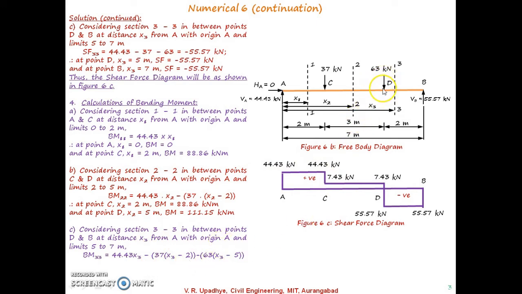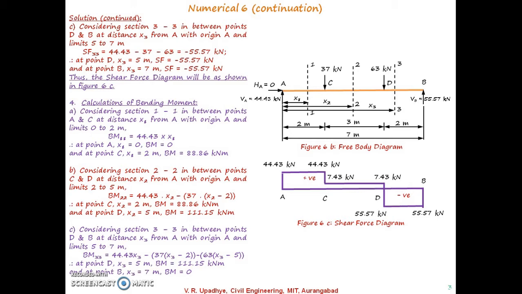And the moment due to the 63 kilonewton point load will be the force 63 kilonewton times the distance between point D and section 3-3. That will be x3 minus the distance between A and D, that is 5 meter, so it becomes x3 minus 5. With this, if we put the limits, at D, x3 is 5 meter, and at B, x3 is 7 meter. So we can calculate the bending moment at D, that is again 111.15 kilonewton meter, and at B, if we put x3 as 7 meter in the equation of BM 3-3, the bending moment comes out to be 0.